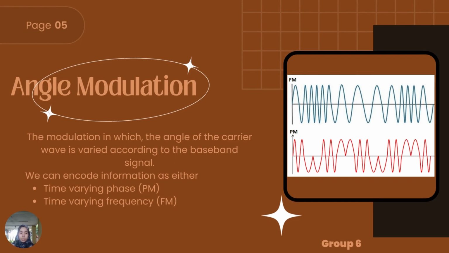The next one is angle modulation. Angle modulation is a modulation in which the angle of the carrier wave is varied according to the baseband signal. We can encode information as either time-varying phase (PM) or time-varying frequency (FM). This is the illustration of FM and PM waves.